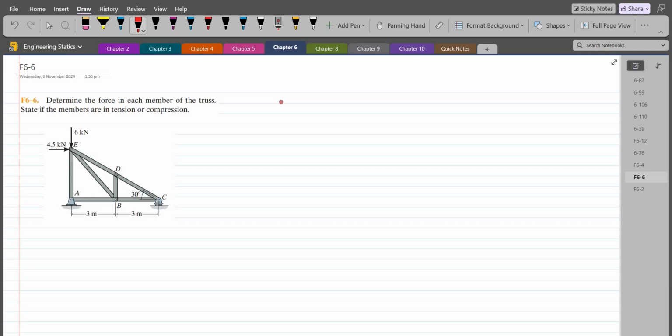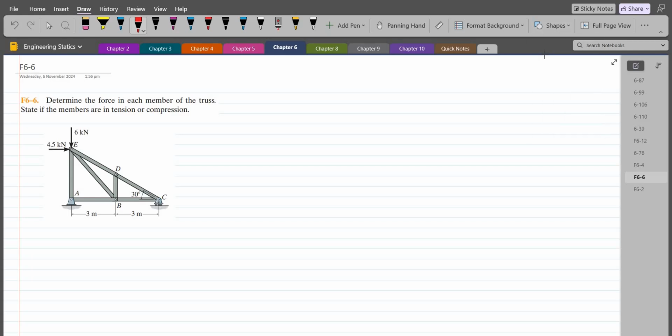In this video, we will solve problem F6-6 from R.C. Hibbeler Engineering Statics, 15th edition. According to this problem, we have to determine the force in each member of the truss and state if the members are in tension or compression. Now to solve this problem, first of all, we have to draw all the support reactions.